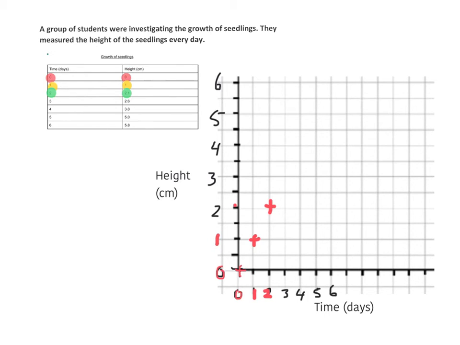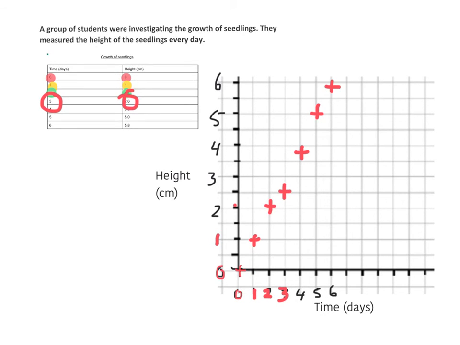I'll do one more. 3 is going to go with, oh that's terrible, sorry. 3 is going to go with 2.6. So 3 is down here, and it's going to go with 2.6. 2.6 is almost like 2.5, and 2.5 is 2.5. So I'm going to go just above 2.5. There we go. I'm going to do the rest of them in now.